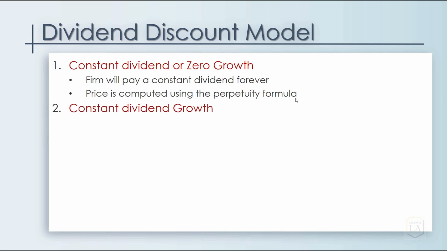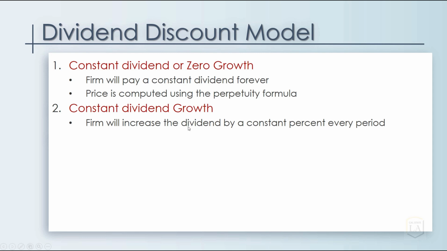So number 2, constant dividend growth. Right now, the firm will increase the dividend. Yes, it will increase the dividend or decrease the dividend, but that rate of change will be constant. So a constant percent will be applied. For example, $1 today, and then it will increase by 10% next year. And then the following year it is going to increase by 10%. So the same 10% growth rate will apply to the dividend growth, but it will still increase or decrease. It will change. So in that sense, it's a little bit more realistic.